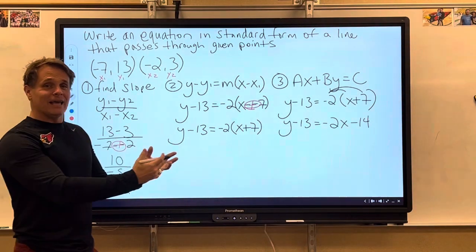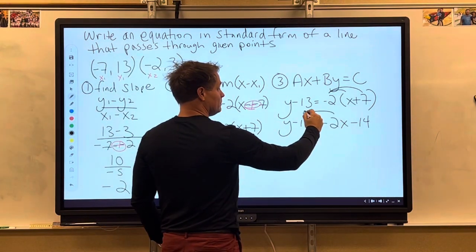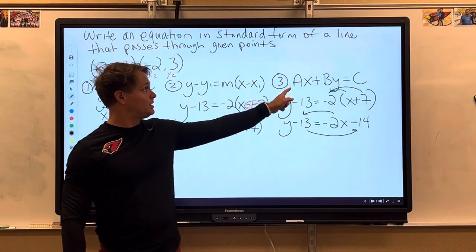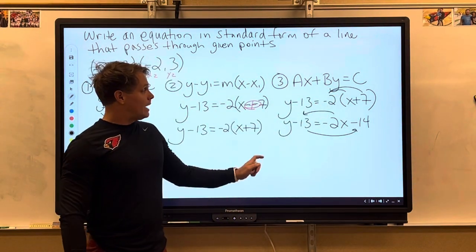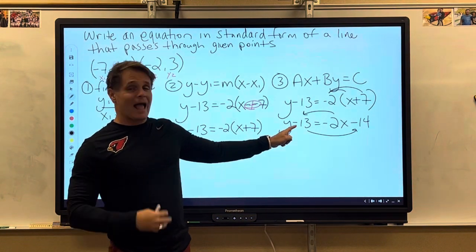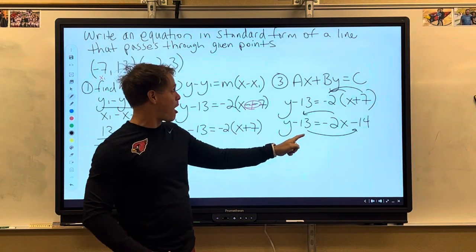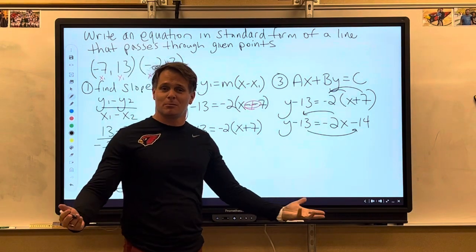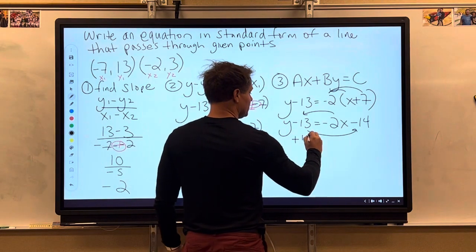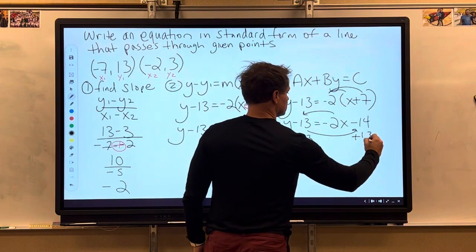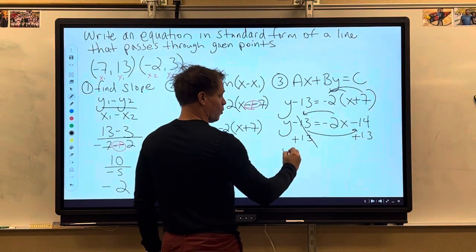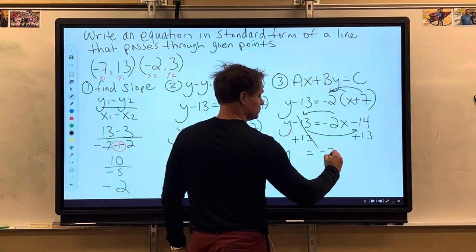Now I have to get the x on the left-hand side, and I have to get this number on the right-hand side, so it's in standard form. In order to do that, I'm either going to add 13 first or add 2x first. It doesn't matter. I'm going to add 13 first. So I add 13 to both sides. These two 13s cancel. And I get y equals -2x.